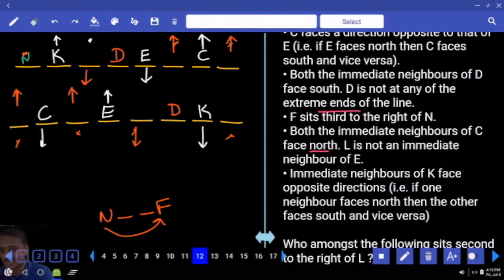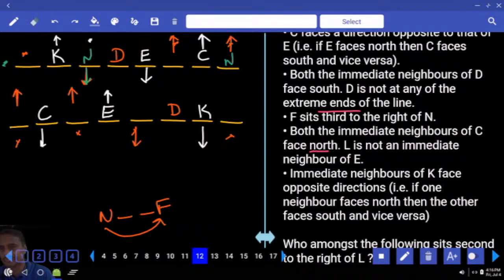No. If N is here, D and F must be in the same place. Not possible. Can you have N at this place? N is here, N is facing south. South to the right means F must be somewhere here. Is it possible? No, hence N cannot be here.